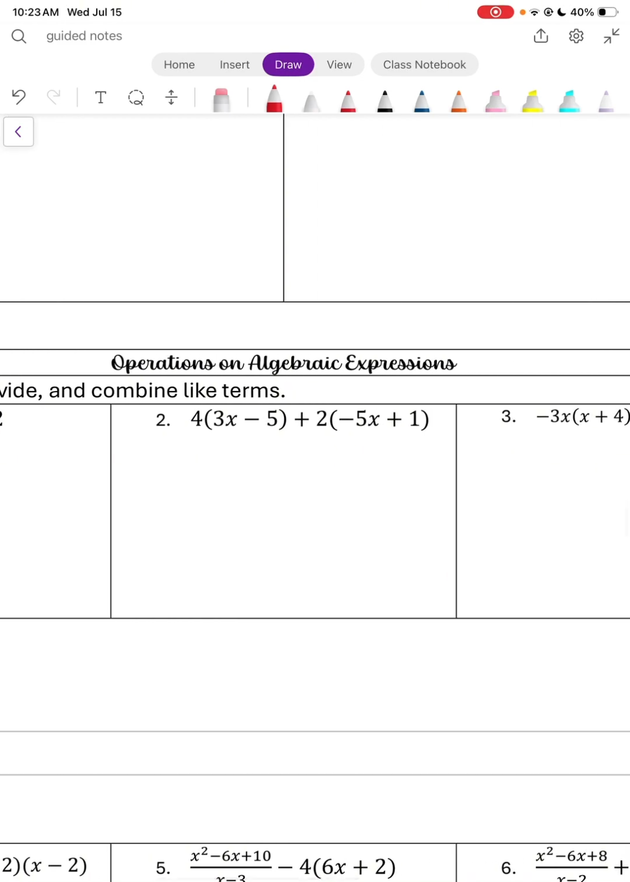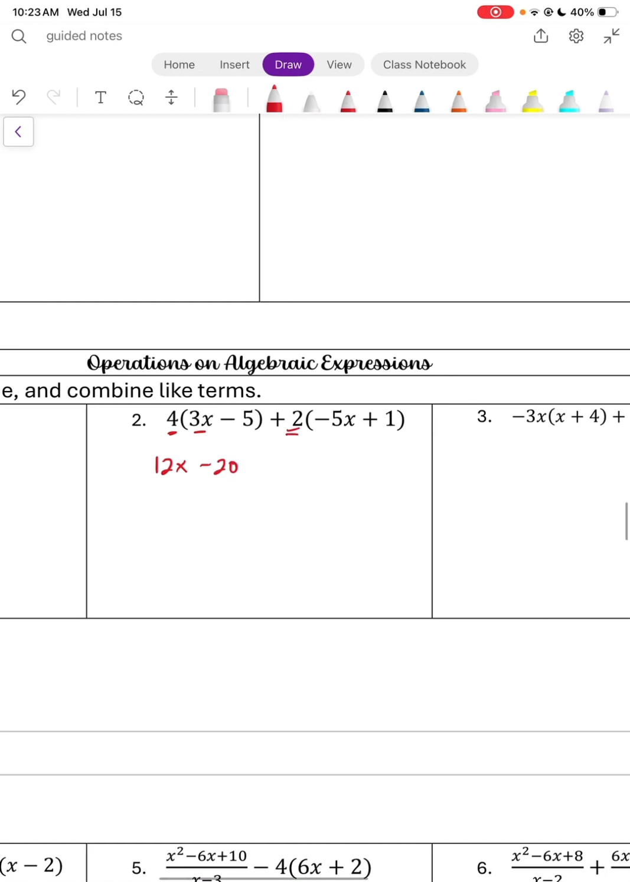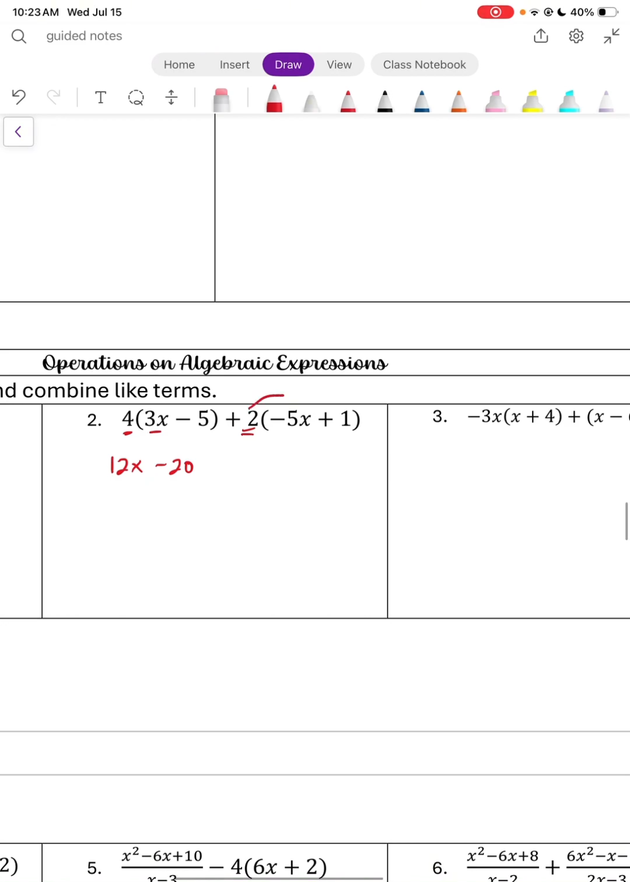Anything can be multiplied. So 4 times 3x minus 5, we can multiply this together. It's called distributive property. Let's get rid of everything. 4 times 3x is 12. Leave the x alone. Only multiply the things that are similar. 4 times negative 5 is negative 20. Positive 2 times everything. Positive 2 times negative 5x. Even though they're not alike, they can be multiplied. You multiply the 2 times the 5 and leave the x alone. 2 times 1 is 2.